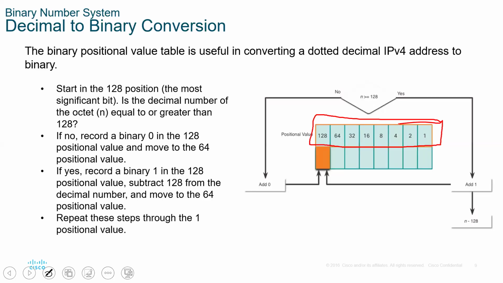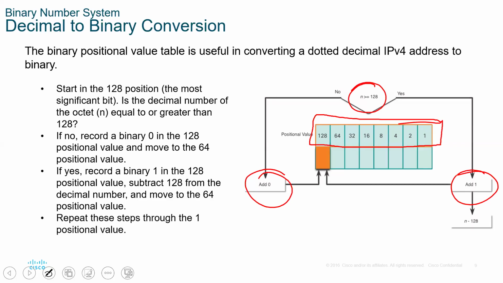So you start, you do a comparison, a decision making: whether it is greater or equal to. If it is greater, you put a particular value. If it is not greater, you put a particular value, and the value is either 0 or 1. That is all. So this table is just to say if you have a number you want to convert, maybe 128, how do you convert it? So it says start in the 128 position, which is the most significant.